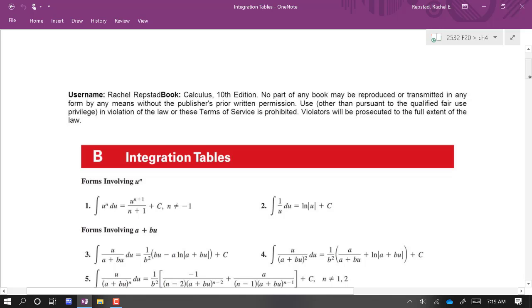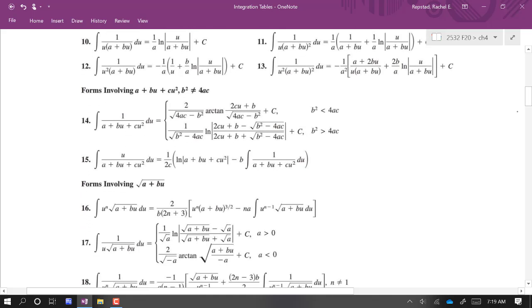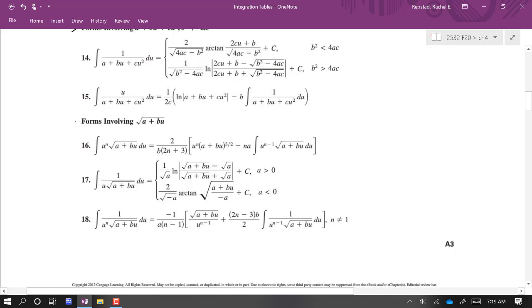Here's the table. So here we have forms involving a plus bu, so I'm going to skip over that. Here we've got forms involving that quadratic. Here we go. Forms involving the square root of a plus bu. And I think what we want is this one right here. We had 1 over x times the square root of 1 plus x, and that fits this if u is equal to x and a is equal to 1.